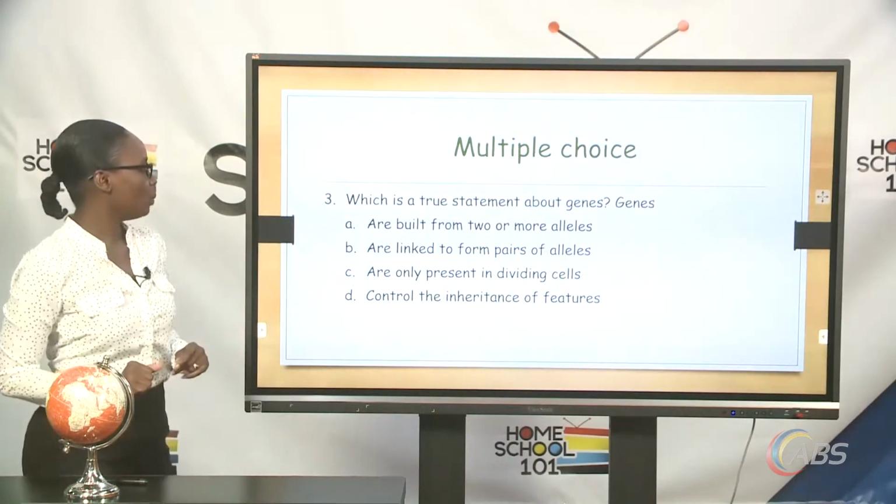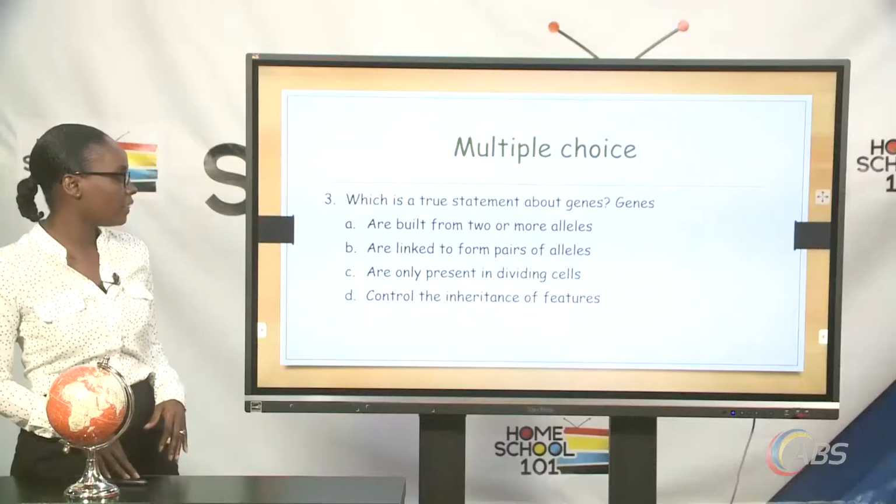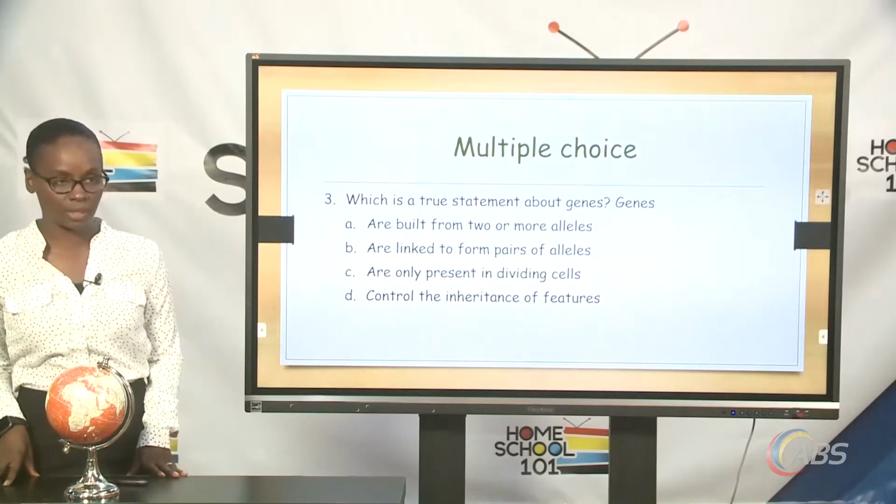All right, number 3, which is a true statement about genes. Genes are built from 2 or more alleles, are linked to form pairs of alleles, are only present in dividing cells, or control the inheritance of features.